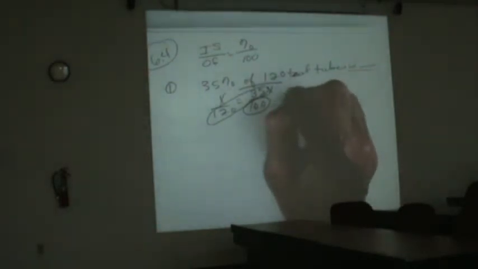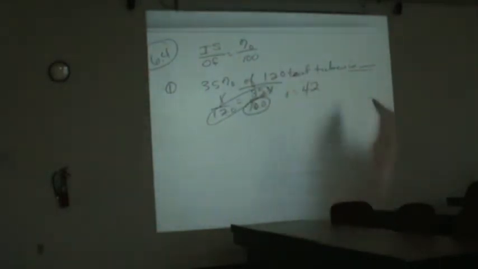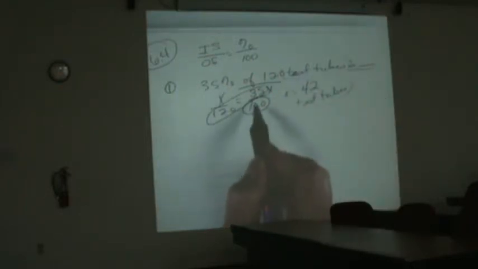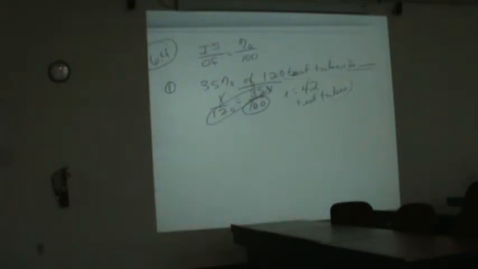Multiply 120 times 35, and then divide by 100. 42. 42 exactly? Okay, X is 42. Actually, since this says test tubes, it's 42 test tubes, right? 42 test tubes is 35% of 120 test tubes. Okay?